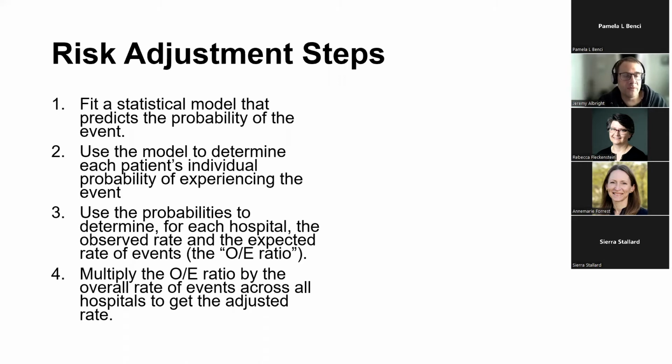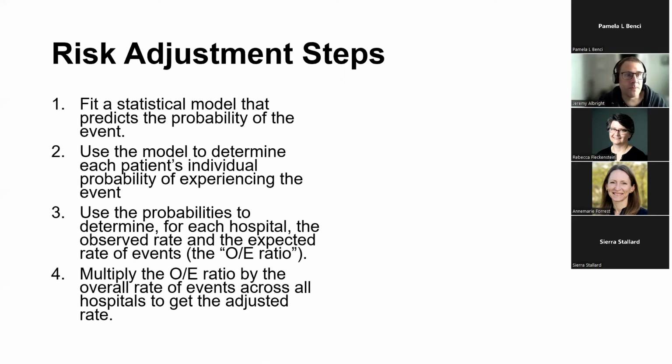Once we have all of these probabilities for all the patients, we then aggregate them to the hospital level to form what's called an OE ratio. The ratio is the observed rate versus the rate that we would expect at that hospital, the percentage of people experiencing the event at the hospital, given the patient mix that they're seeing.